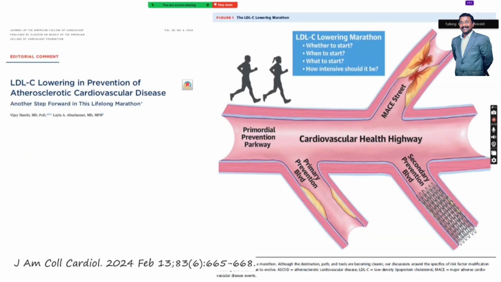See here, the LDL-C lowering marathon. This is a very important slide showing primary prevention and secondary prevention. See the primordial prevention pathway. You have to identify the high risk individuals. So who are the high risk individuals? Indians themselves, the Indian gene itself, is high risk. All obese people are at high risk. All smokers are at high risk. Uncontrolled diabetes is high risk. Blood pressure more than 140/90 is high risk, and dyslipidemia populations are high risk. Or waist circumference more than 90 in males and more than 80 in females, again high risk individuals.